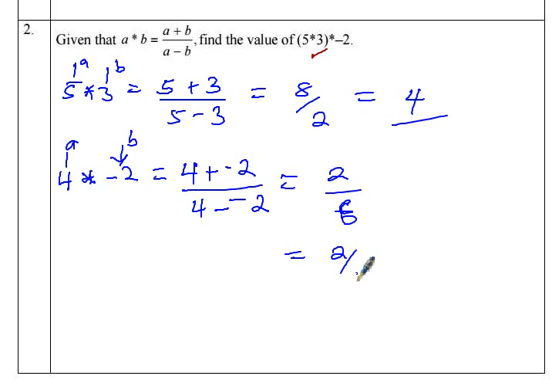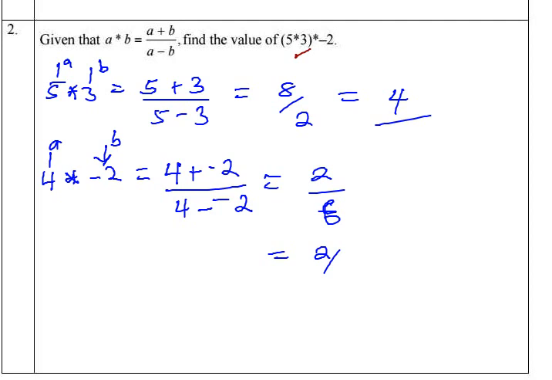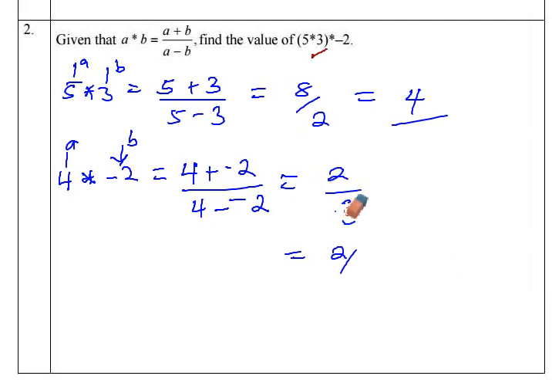Into, let me also make this look nice. Okay, so this is 2 out of 6, which can be simplified into 1 out of 3.